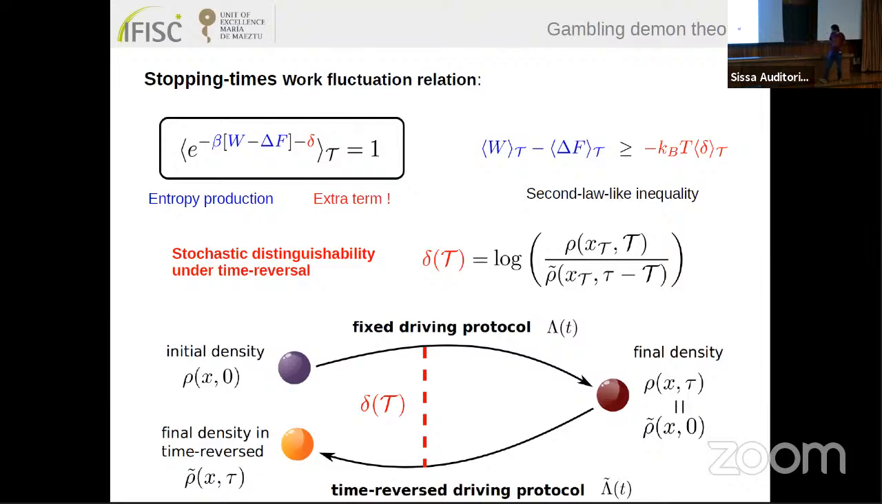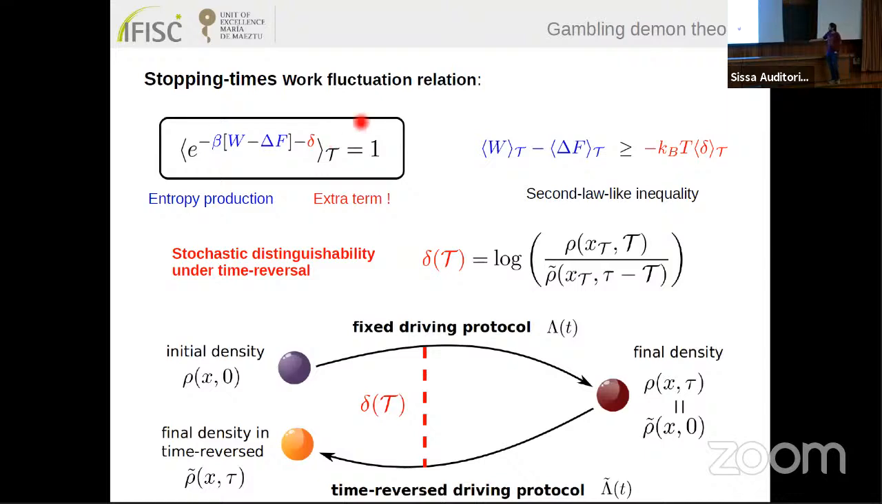Instead, it's a stochastic version of the Kullback-Leibler divergence between the probability density of the process in the forward versus the one in the time reverse process, evaluated at the stopping times. So we call it stochastic distinguishability under time reversal. And in order to better see its meaning, you can look at this picture here down.